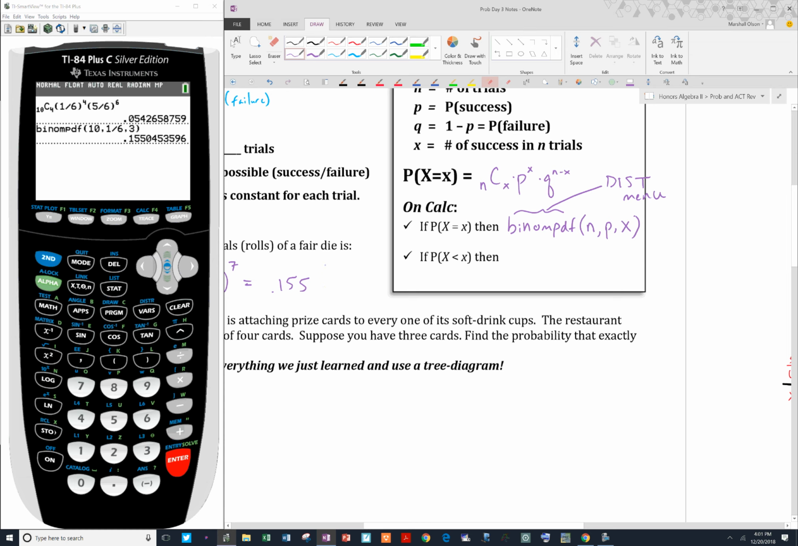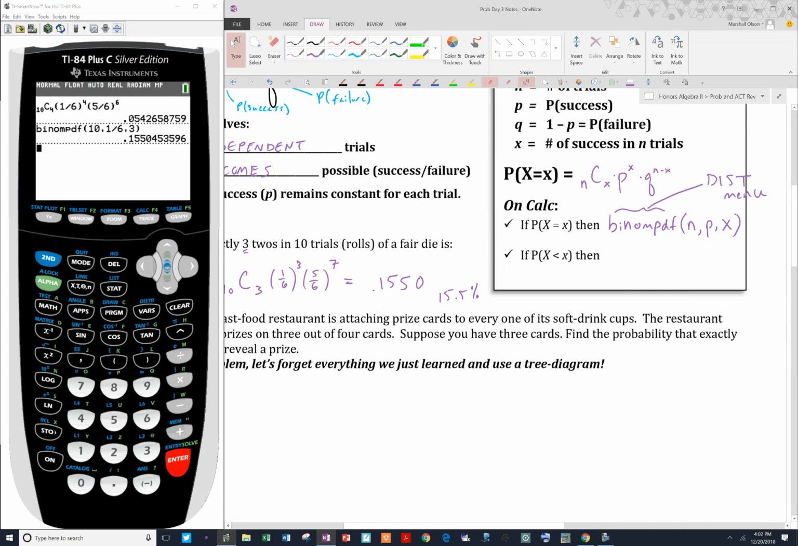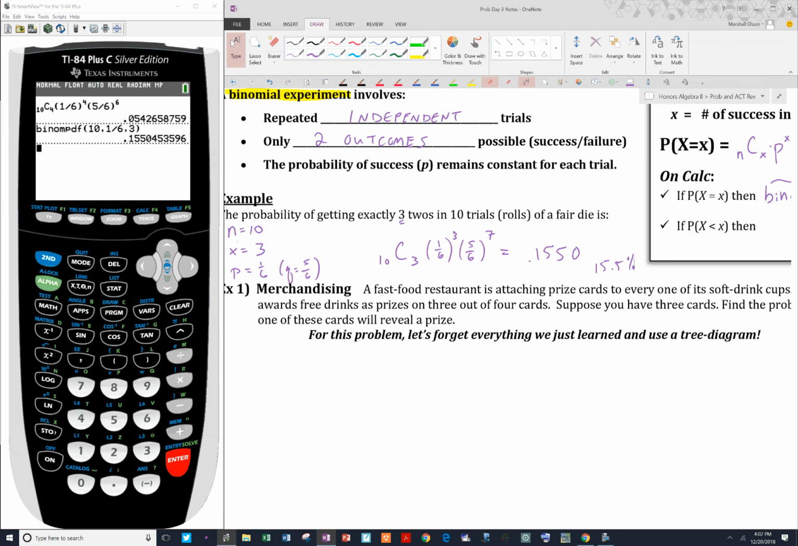0.1550. Doesn't really say what to round to, so we'll just stop there. Okay, we're about 15.5%. There's a 15.5% chance of getting exactly three 2s when you roll a die 10 times.